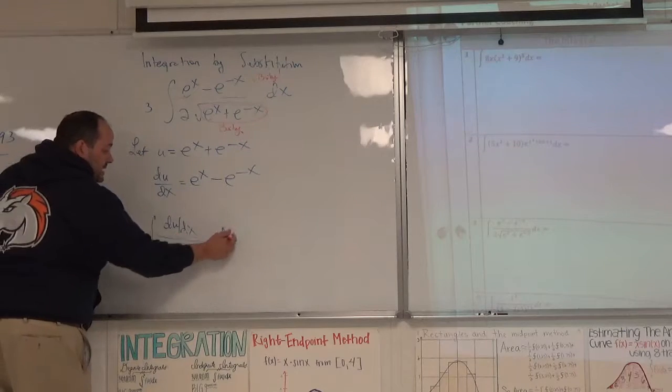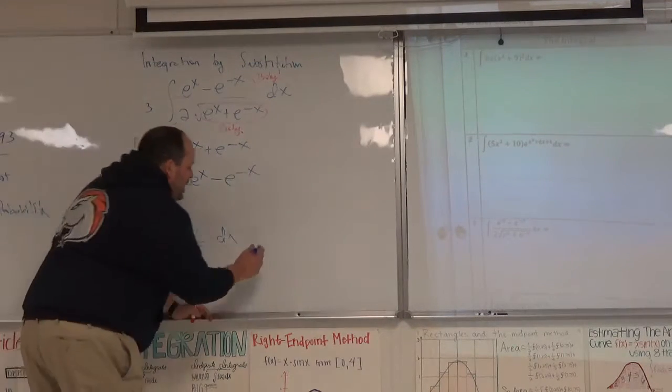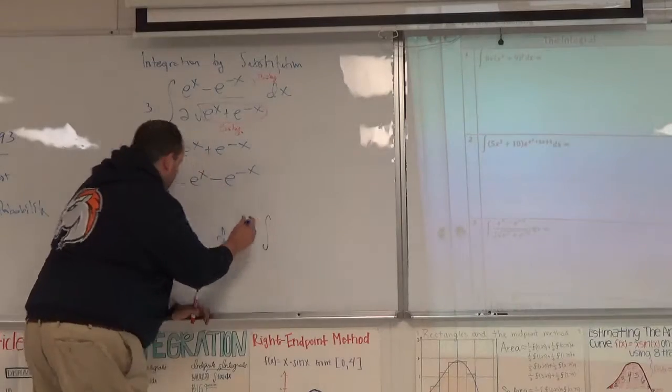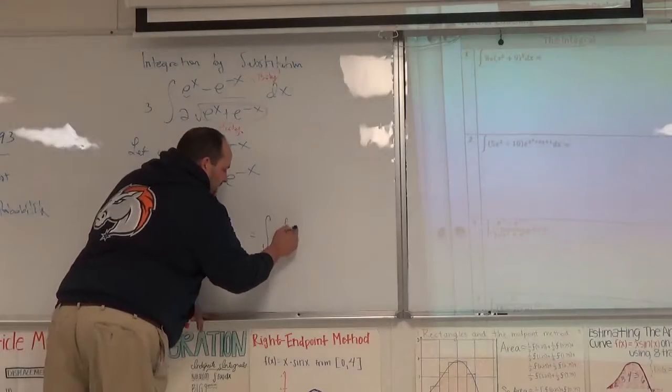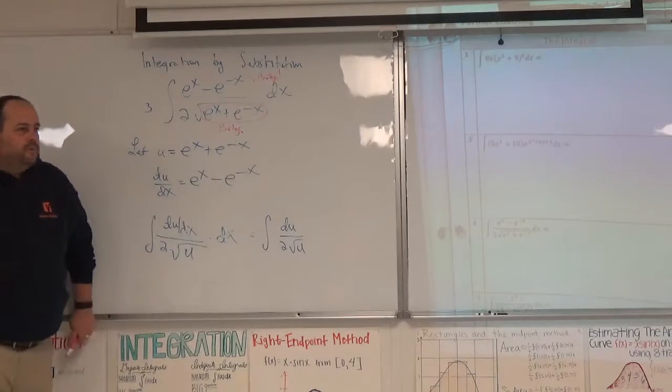I hope everybody's okay. The dx's are going to cancel. If they don't, you're doomed. Like, it would be the absolute wrong thing. And so then now I just have to integrate, well, what's left, du over 2 square roots of u.